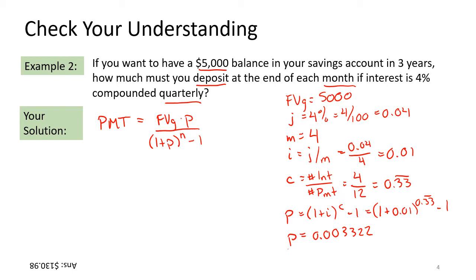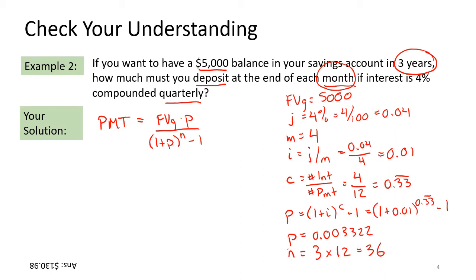Our last item is N, our total number of payment periods. So our account is 3 years, and again, we're depositing at the end of each month. So we're depositing 12 times per year, which gives us a value of N of 36.